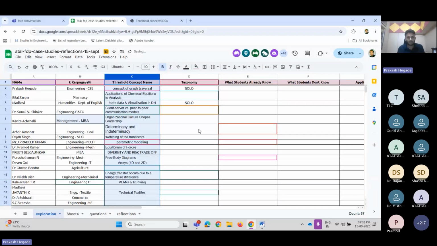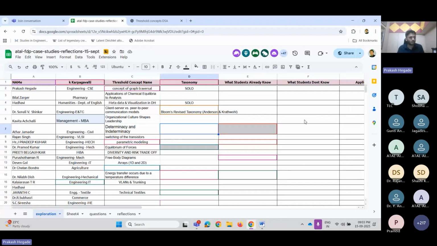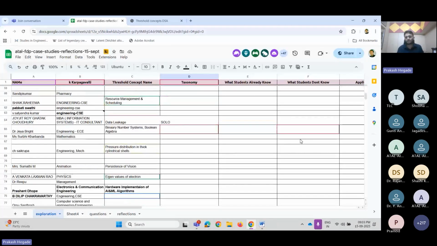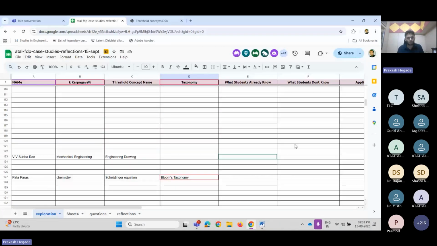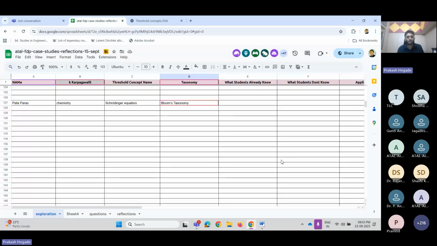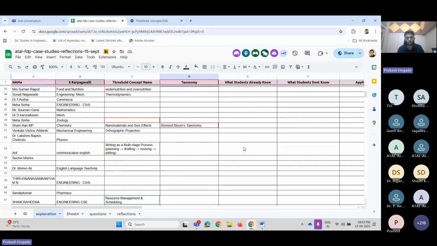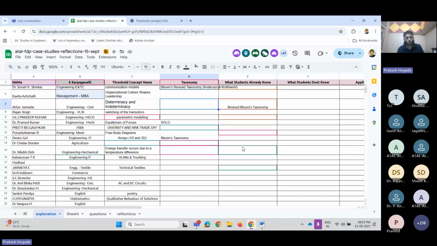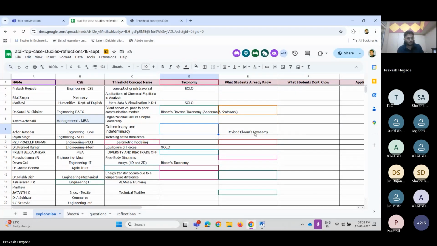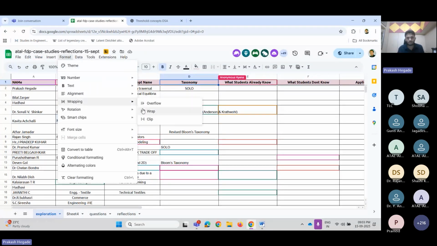Let me wrap this up. I see that Madhvi ma'am has got SOLO as well. Bloom's revised taxonomy for Dr. Sonali ma'am. Yes, I see that for a lot of them, the suggestion is coming up as SOLO. I'm just scrolling. Okay, Bloom's. For chemistry, for the Schrodinger equation, it has suggested Bloom's taxonomy. That's good to see. Revised Bloom's. Athar sir, I'm just going to copy paste it. So let's do that. Format, I'll just align this.